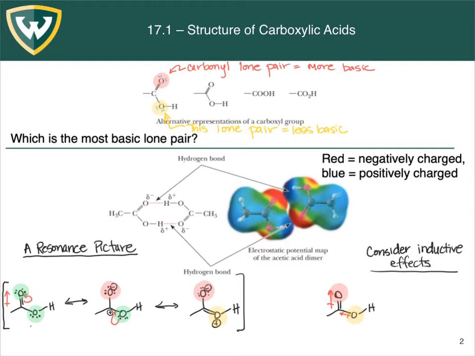Also take note of the ability of carboxylic acids to form hydrogen bonds. They're perfectly poised to hydrogen bond in pairs or dimers as shown here. So the more negative oxygen here is going to interact with the delta positively charged H, and same on the other position.